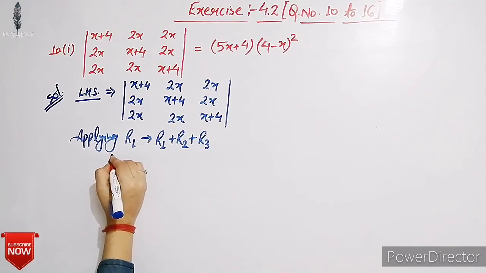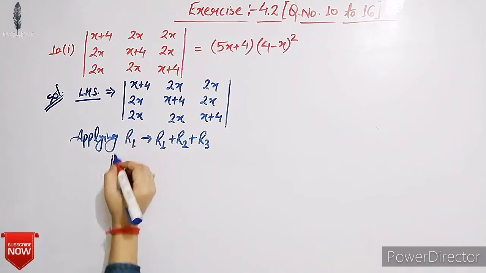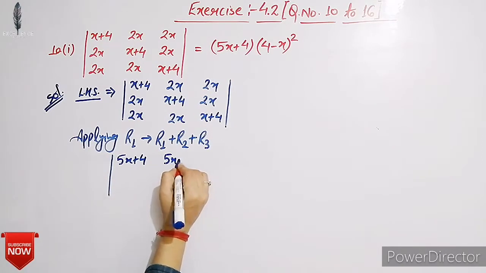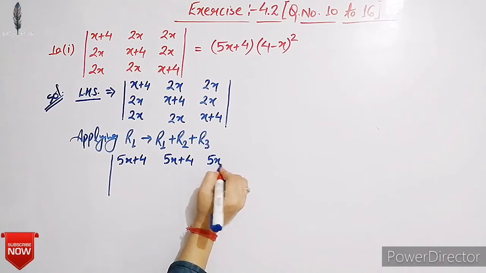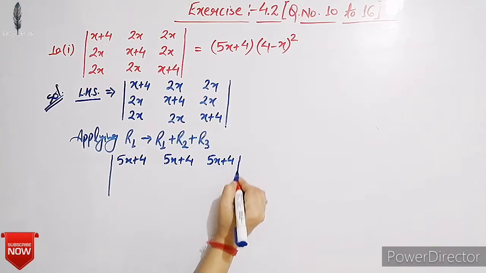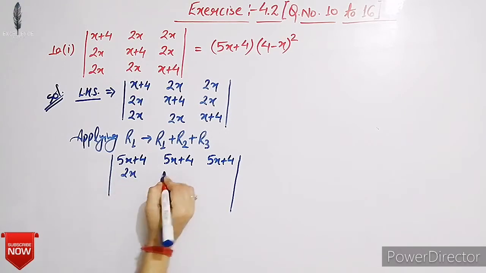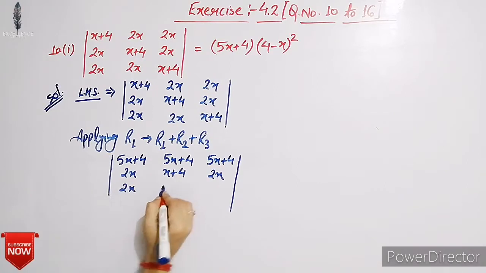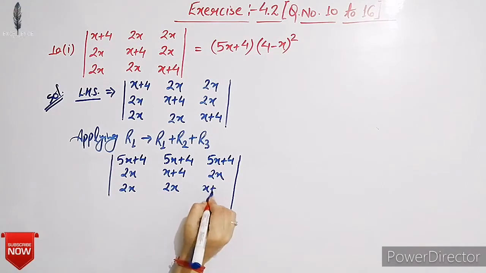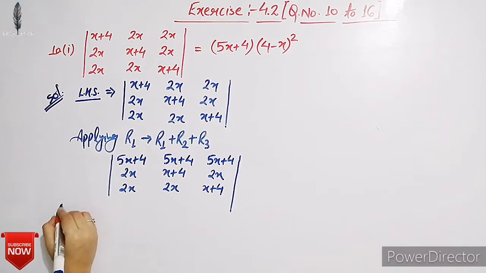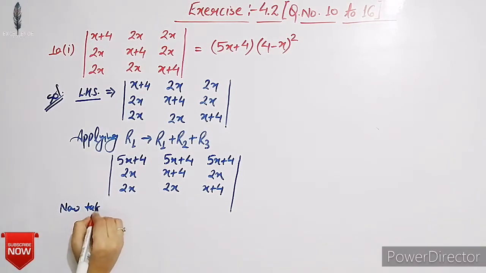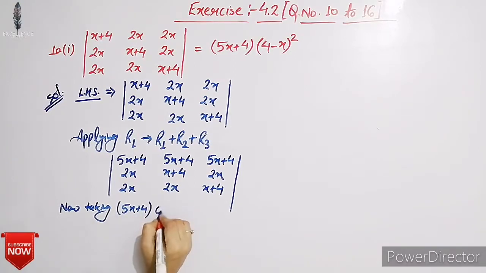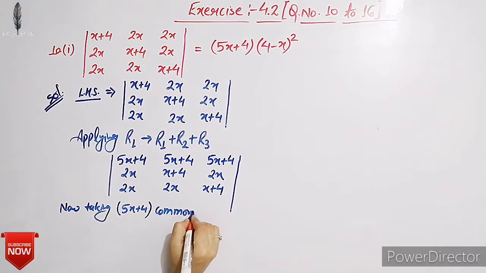Then we have it is equals to 5x plus 4 in the first place, here also 5x plus 4, here also 5x plus 4. And R2 is same, that is 2x, x plus 4, 2x. R3 is also same, 2x, 2x and x plus 4. Now taking out 5x plus 4 common from R1.